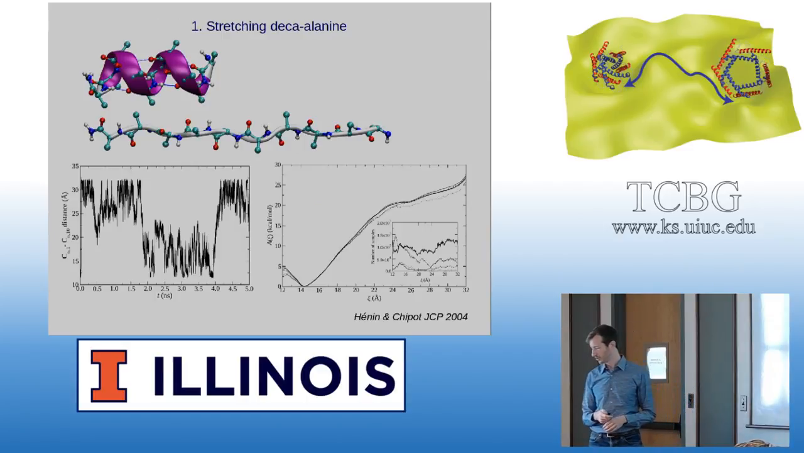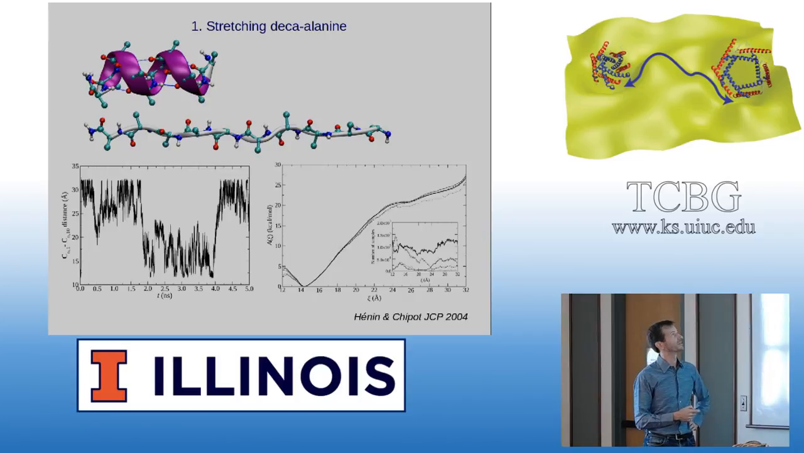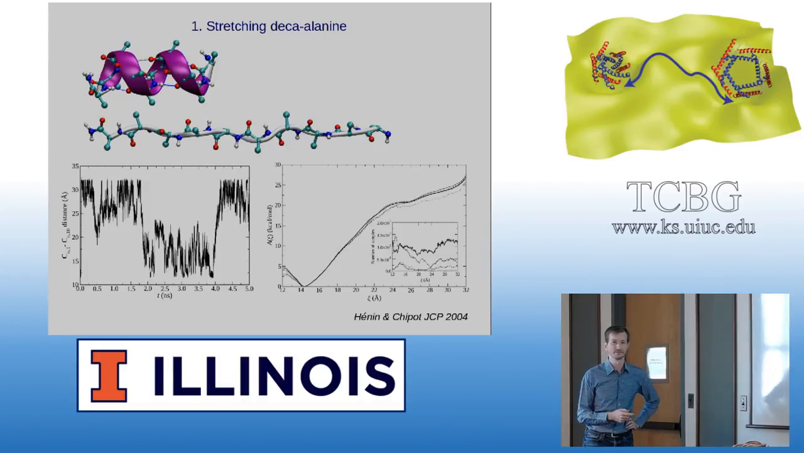So the old school example is you take this deca-alanine helix in vacuum. That's an old example from the Schulten group, really, that we kind of hijacked. And so it wants to be alpha helical. You take the end-to-end distance and you try to sample the end-to-end distance, and you find this behavior, so it expands and it goes back and forth between expanded and contracted forms.